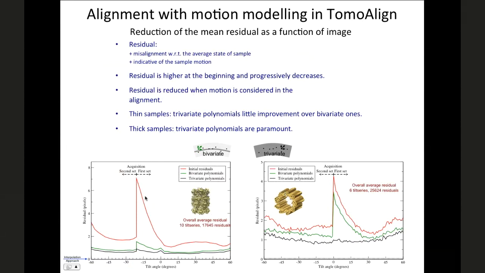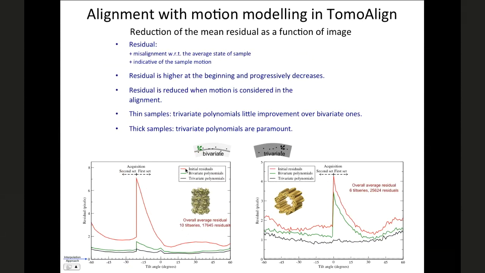In red, we have the residual as a function of the image from the standard alignment. And we can see that in any case, thin or thick sample, at the beginning of the acquisition, the residual is much higher, and then progressively decreases and reaches a plateau, let's say. And this happens regardless of the sample, which indicates that the sample moves much more at the beginning of the acquisition and then progressively relaxes.